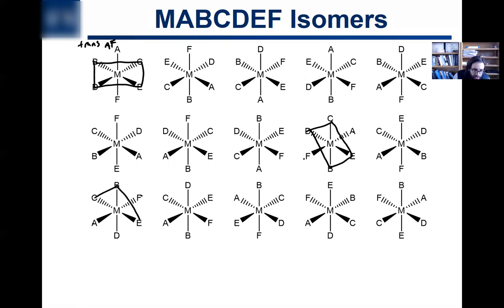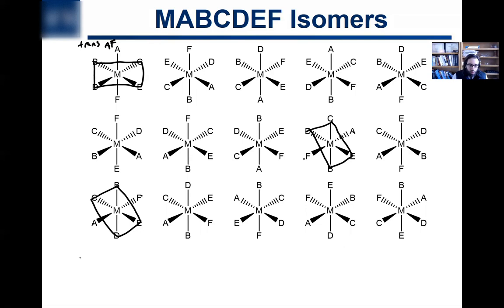So again, how I drew it here is like this. So all 3 of these that I've marked up, A is trans to F. Fine, A is trans to F. Okay, and now we have C is trans to E, D is trans to E, and B is trans to E. Those are the only ones, so there's 3 isomers, just because square planar has 3 isomers for 4 different ligands.